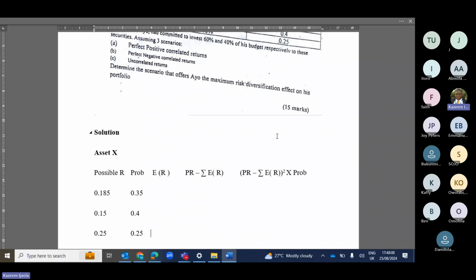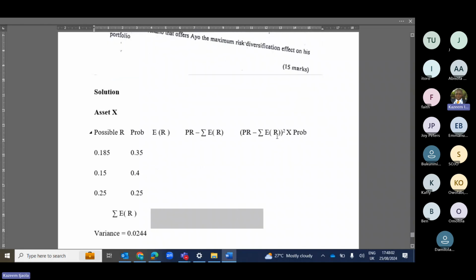So we need to calculate our expected return. Can you guys help me, please? This is for asset X. Help me with the expected return. So I will say 0.185 times 0.35. The answer is 0.06475.